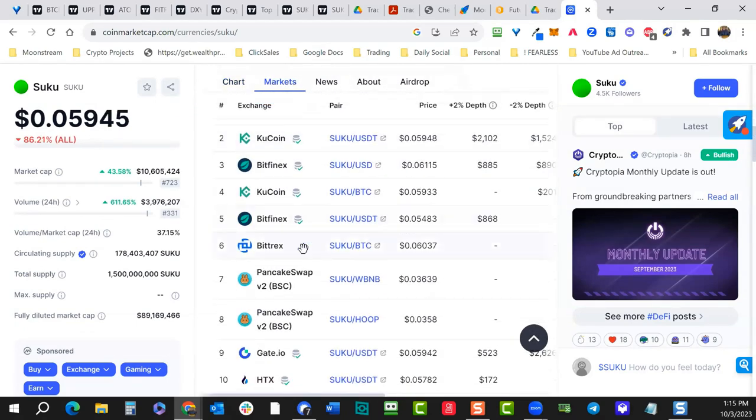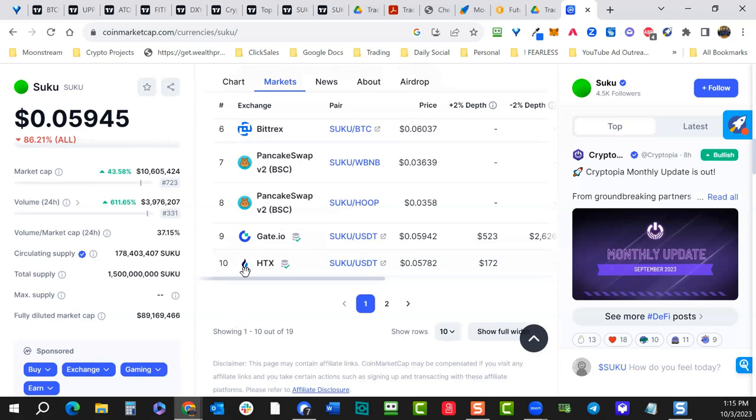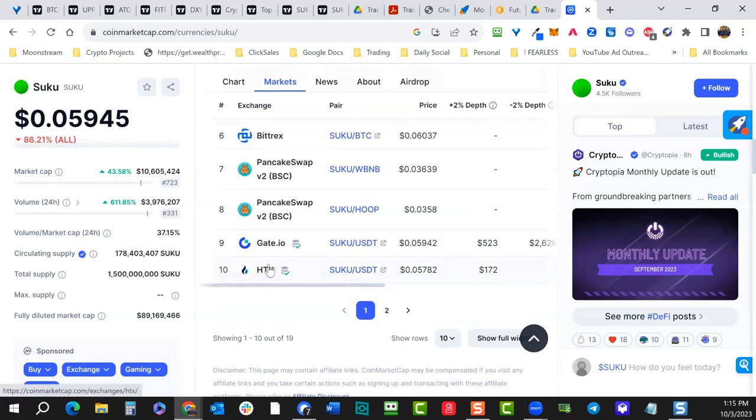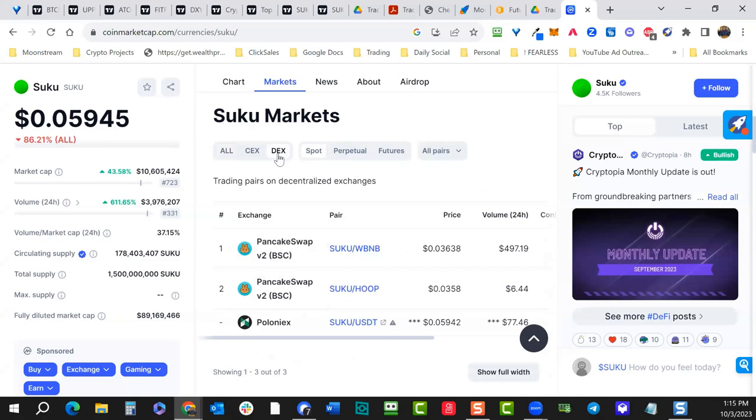And it's also hard to get. Bittrex, if you're in the US, you can't use Bittrex, KuCoin. I'm pretty sure Bitfinex is a no-go. They have KYC. Gate.io, I think those are challenges. This is Huobi, now changing their name. Coinbase Exchange, possibly. Let's see if there's any DEXs here. PancakeSwap, maybe you could find it there.